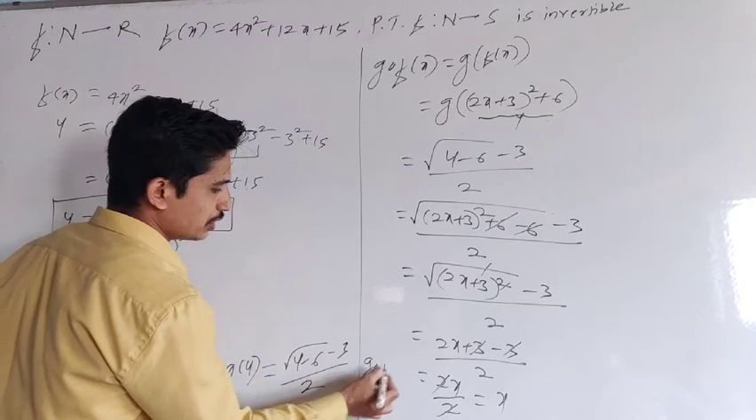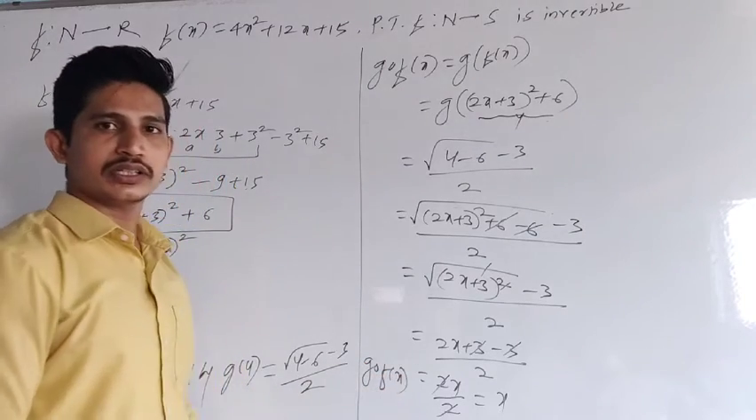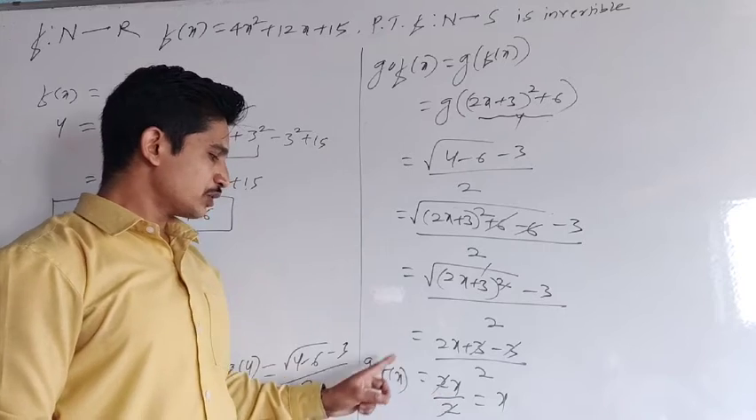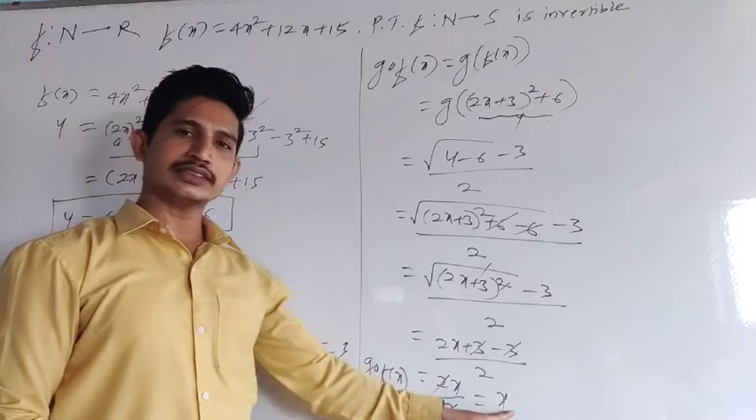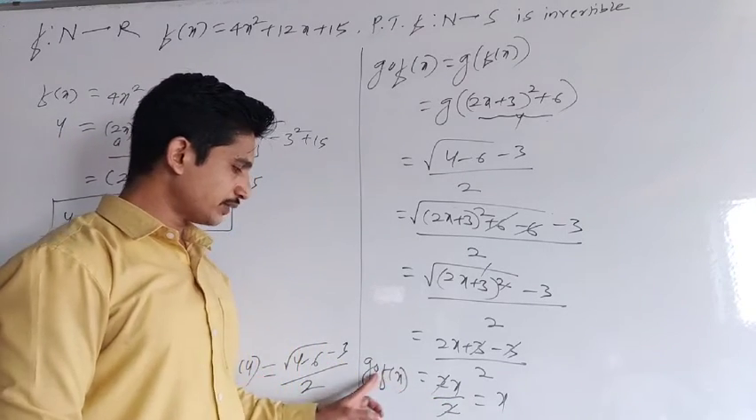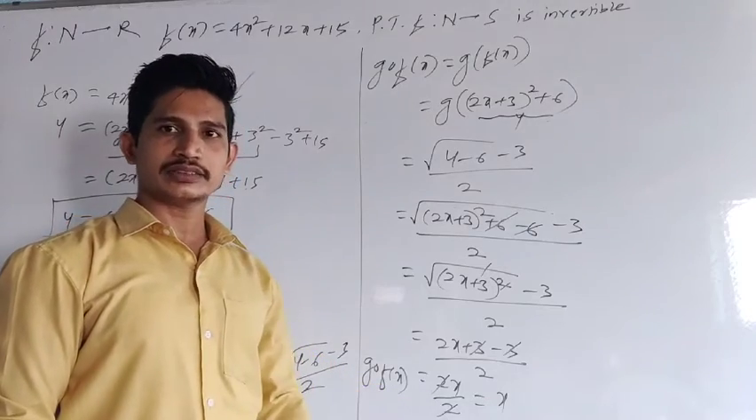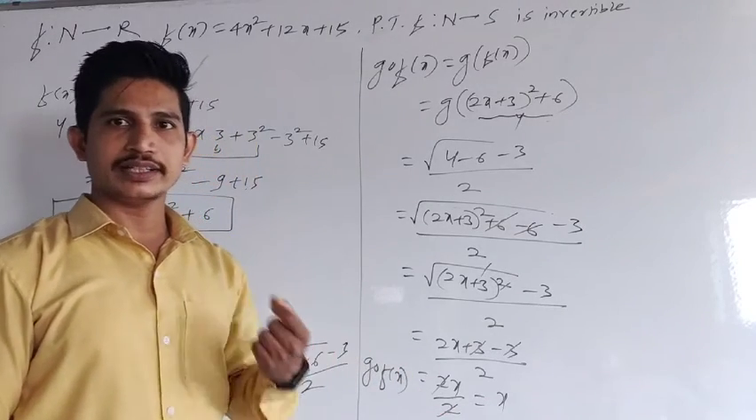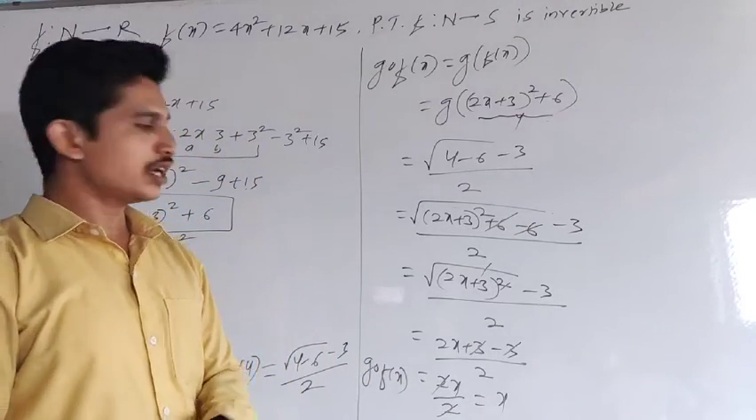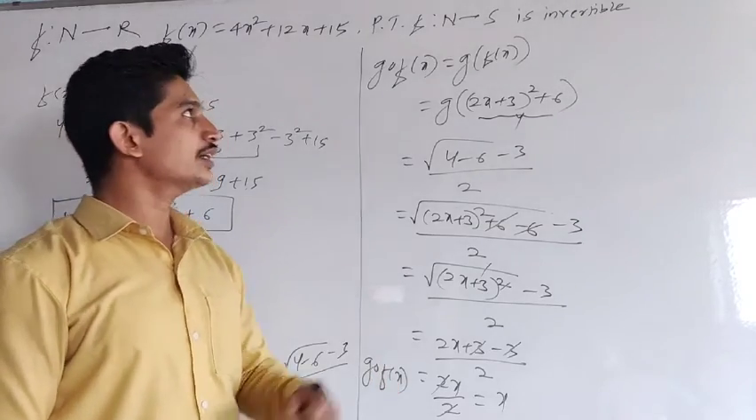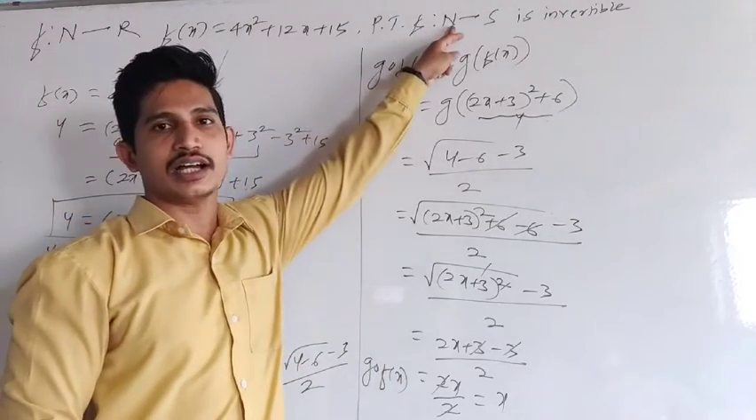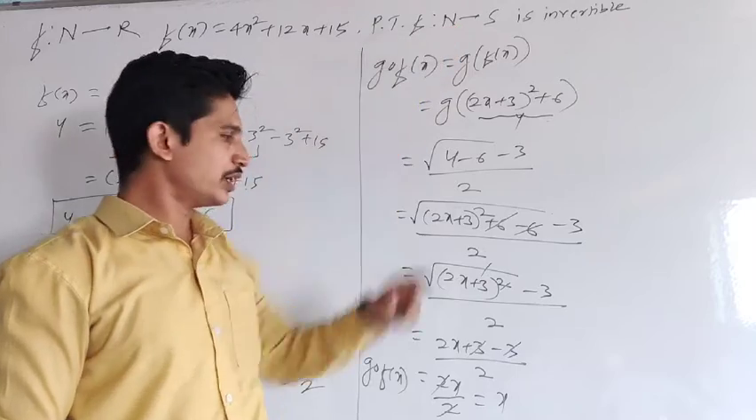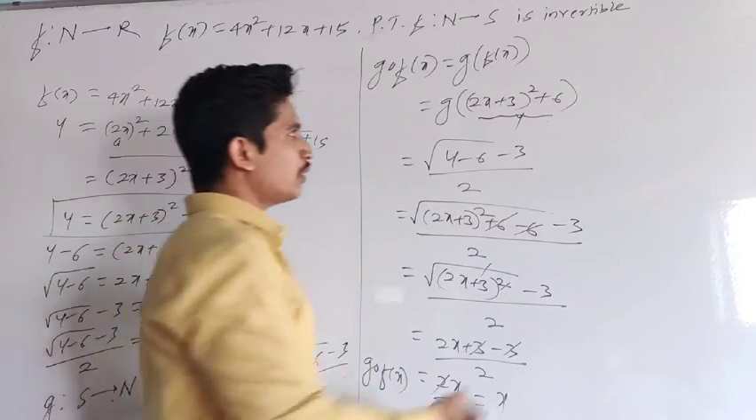Okay, so therefore, g composition f of x is what here? x. So for x value, the answer x is coming. Therefore, it is the identity function. Identity of which set now? Identity of the first set, N. Okay, clear?